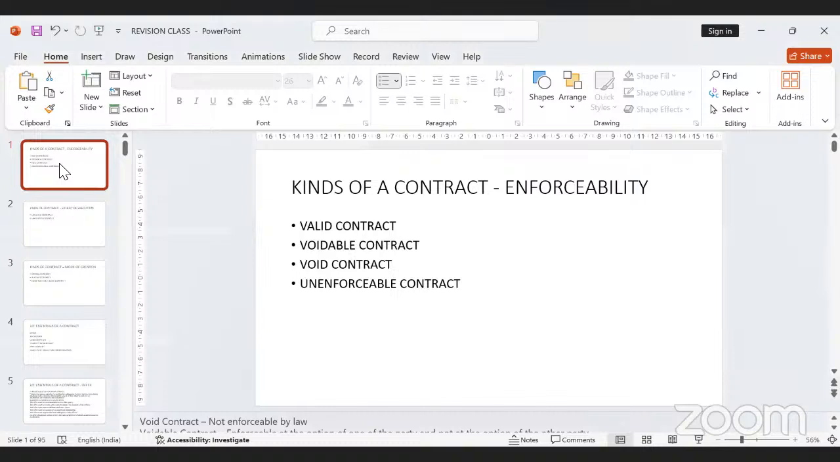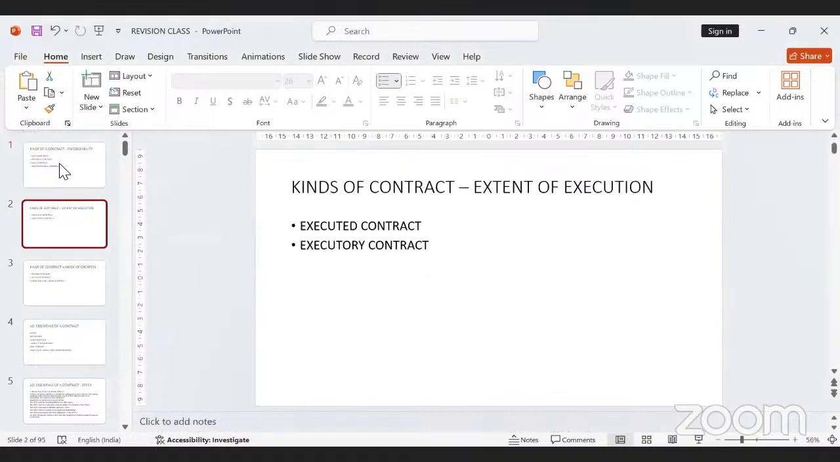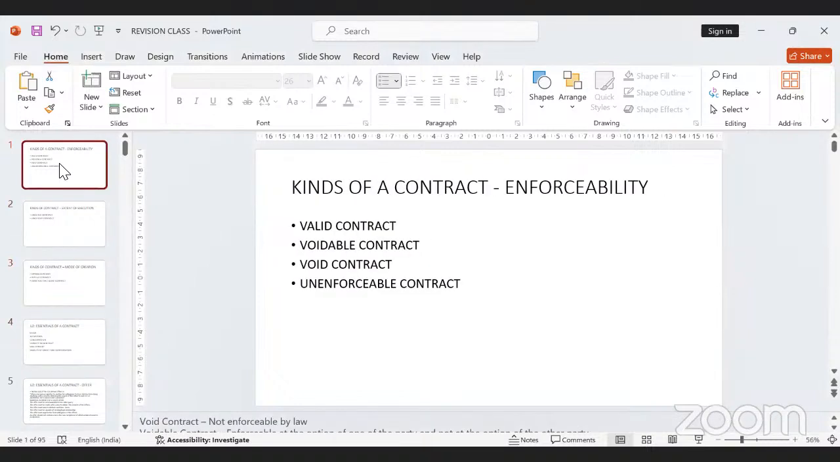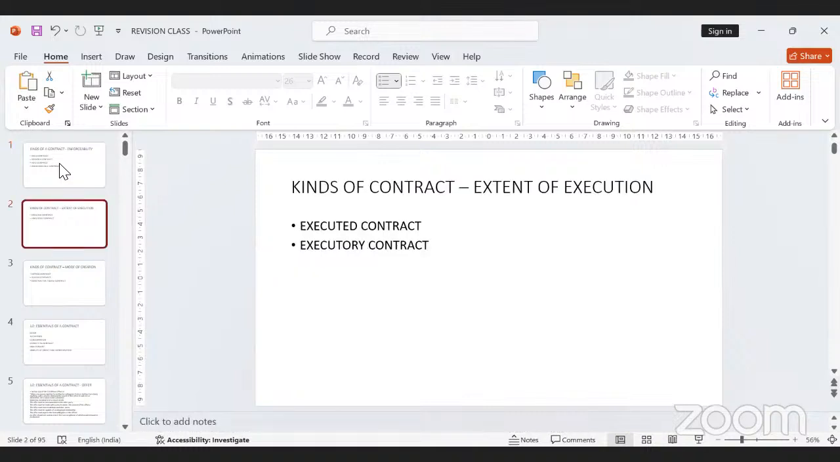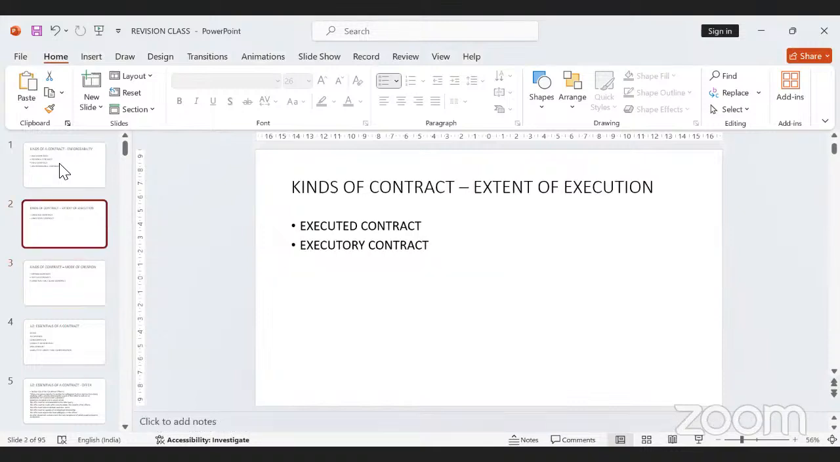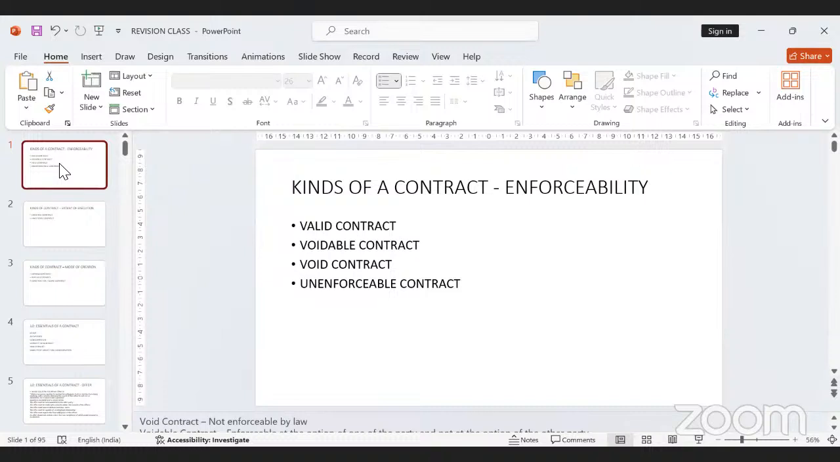See, kinds of contracts. This was on the first day. We discussed this on the first day. Different kinds of contracts. This is very important, right? So there are three types on which you can classify contracts. One is on the basis of enforceability, one is on the basis of extent of execution, and the other one is on the basis of mode of creation, right? So this is important. You need to understand what are the different types of contracts and what is the basis on which these contracts have been classified.